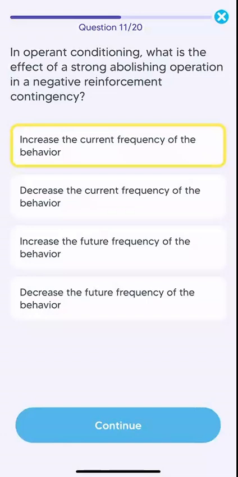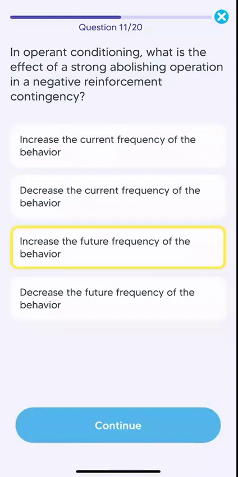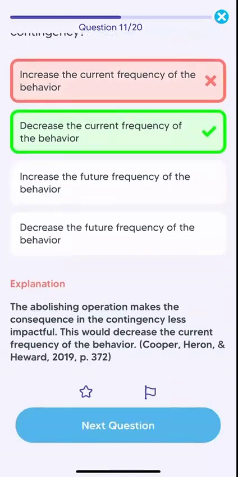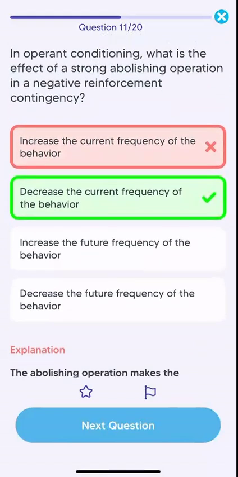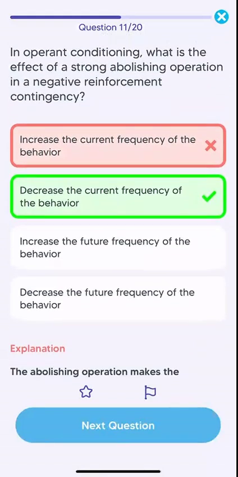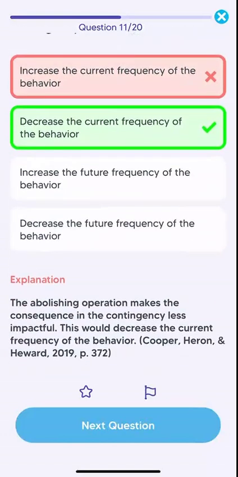Operant conditioning is a learning behavior. What is a strong abolishing operation? Negative reinforcement condition. Because his reinforcement should be increased. Okay, abolishing means the thing should be now, not future. Why? I have to understand. It's a tough question. Question is very tough because in operant conditioning, what is the effect of a strong abolishing operation in negative reinforcement?